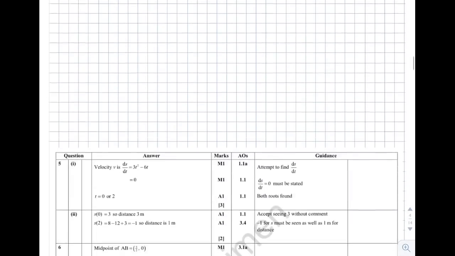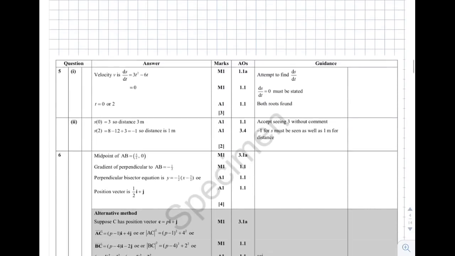So let's just have a look at the mark scheme. Right, so a mark for differentiating, a mark just for setting it to 0, and then a mark for solving. And then you get 3 meters, 1 meter, and yeah, so you do need to put that as 1 meter.